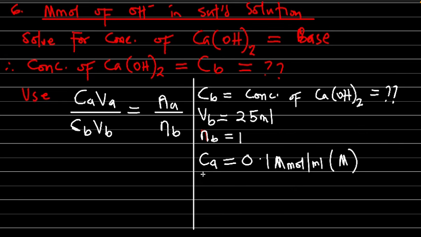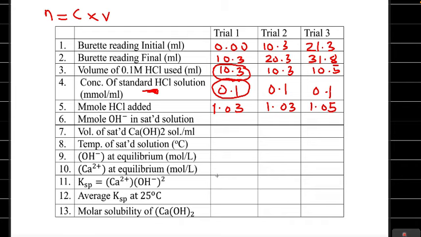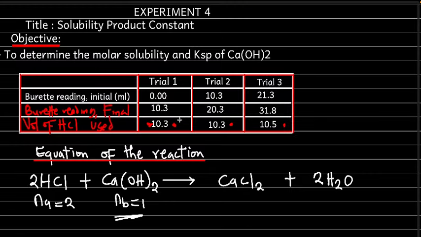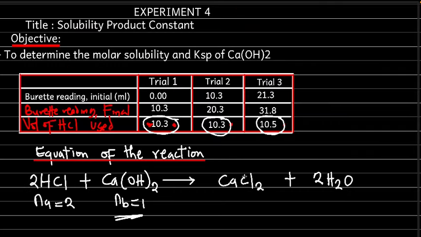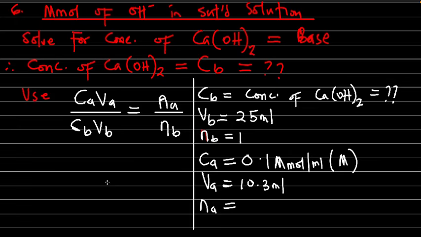Now, the volume of the acid. This volume of the acid depends on the trial. For the first trial, the volume is 10.3. For the second trial, still 10.3. For the third trial it is 10.5. But since we're dealing with the first trial first, here is going to be 10.3 mil. Number of moles of the acid becomes 2 here. So this becomes 2.